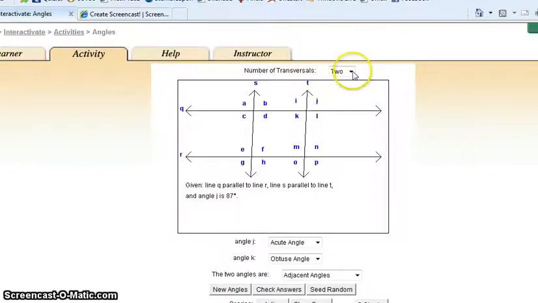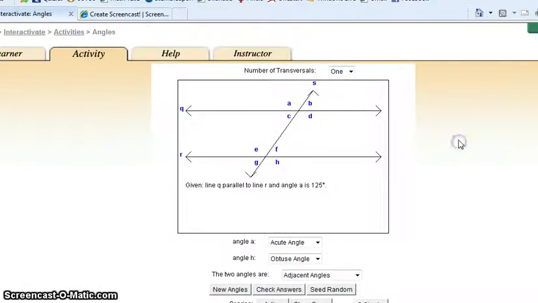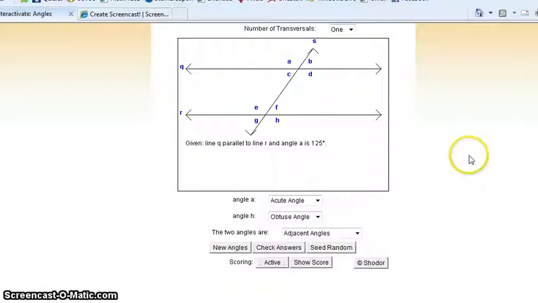Leave it on that one for now. Or you can do 1 or 2 transversals, and you can just adjust it that way as well. I want you guys to just practice and get a good feel for these problems so you feel comfortable doing them in class. Basically just read the instructions, and you click on it and go from there. And if you mark your answer and then you check to see if it's right, and you just continue on hitting new angles, check your answers. You can show your score, you can change it up.